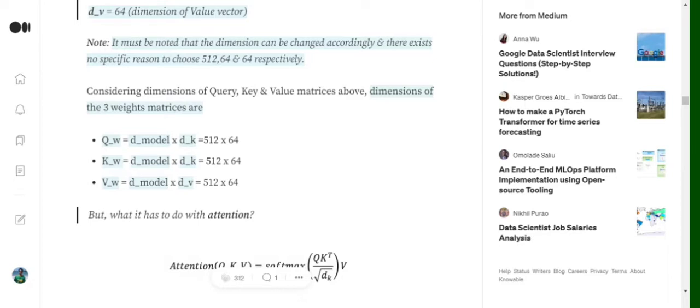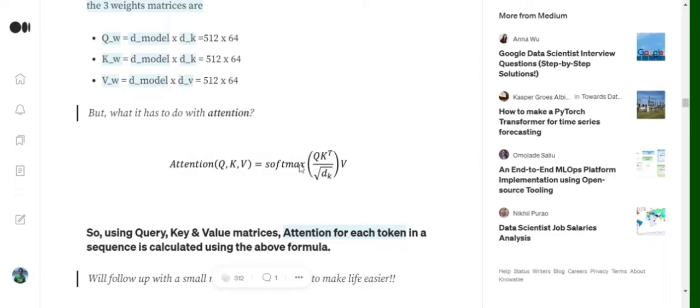Now, apart from the query, key, and value matrices, we also have query weights, key weights, and value weights. The dimensions for these are the dimension of the model into the dimension of key, the dimension of the model into the dimension of key, and the dimension of the model into the dimension of value. In the research paper, the dimension of these weights is 512 into 64. Okay, got it. But eventually how is attention calculated? By using this mathematical formula, that is softmax of query into key transpose upon square root of dimension of key, d_k, that we have declared earlier, into the value matrix.